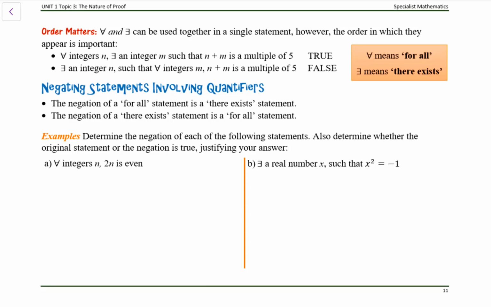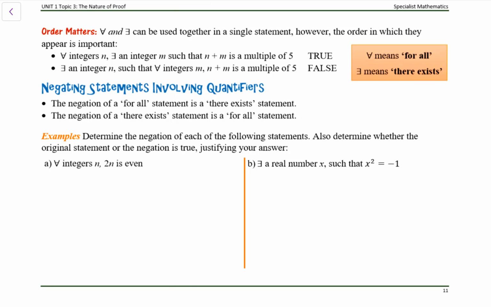For all integers n, there exists an integer m such that n plus m is a multiple of 5. We could find one single example of that. That is true. If I put it that there exists an integer n such that for all integers m, n plus m is a multiple of 5, that would be false because we need it to occur for everything. And that's not going to be the case.